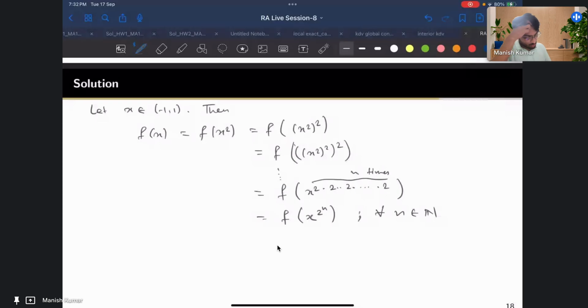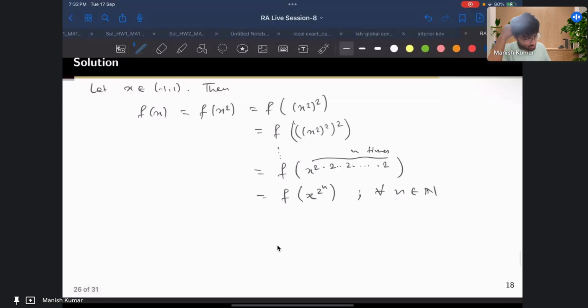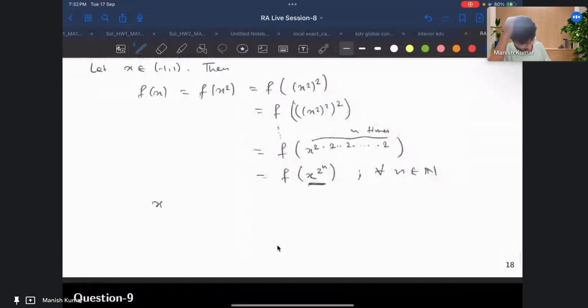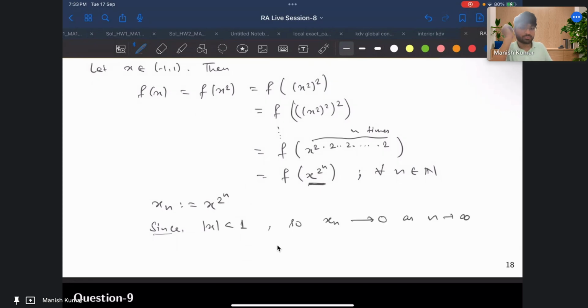Now you notice this quantity. Let me define x_n as x raised to the power 2 raised to the power n. Now you can clearly see that since the modulus of x is less than 1, x_n will go to 0 as n goes to infinity. This you can understand, right? This is nothing.